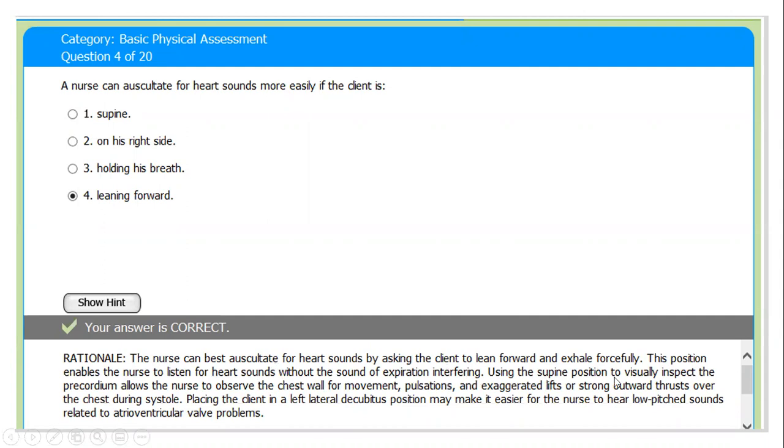The supine position is used to visually inspect the precordium, allowing the nurse to observe the chest wall for movement, pulsations, or an exaggerated left or strong outward thrust over the chest during systole. Placing the client in a left lateral decubitus position makes it easy for the nurse to hear low-pitched sounds.